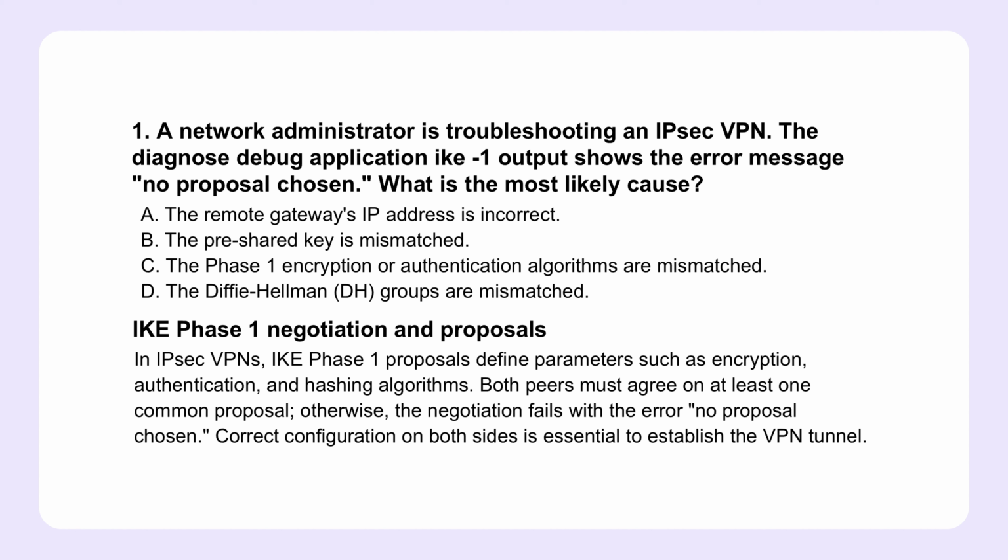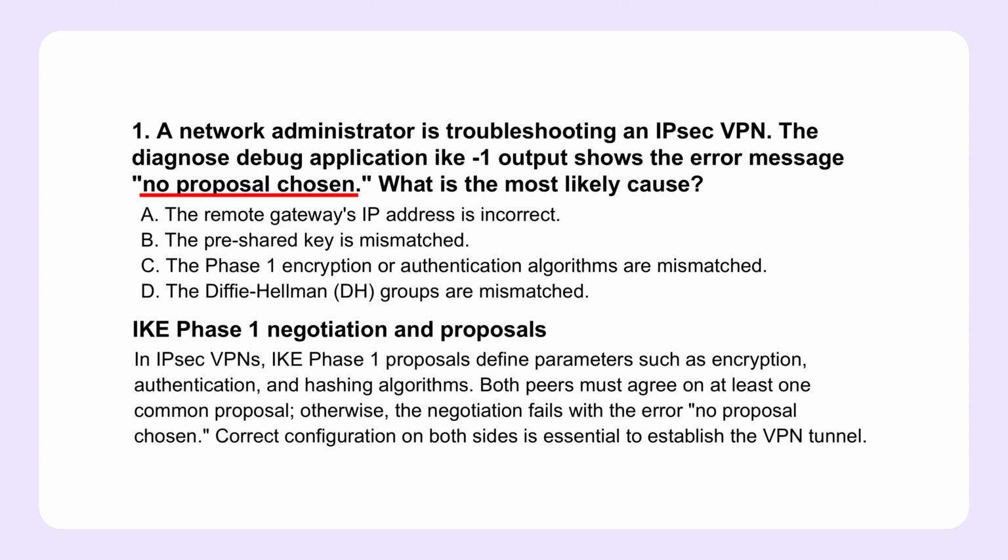Okay, so let's unpack this first scenario. It's a classic for anyone who's wrestled with VPNs. You've got an IPsec VPN issue, and the diagnostic output flat out says, no proposal chosen. Yes, the dreaded no proposal chosen. What does that actually mean? Why is it telling you that specifically?